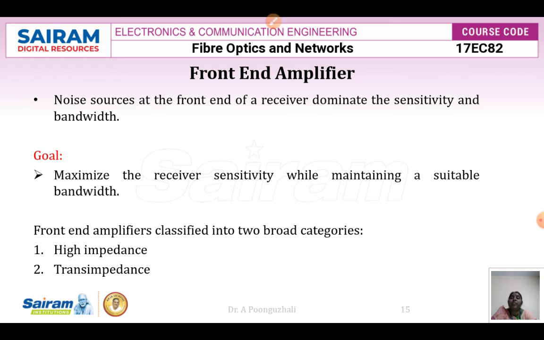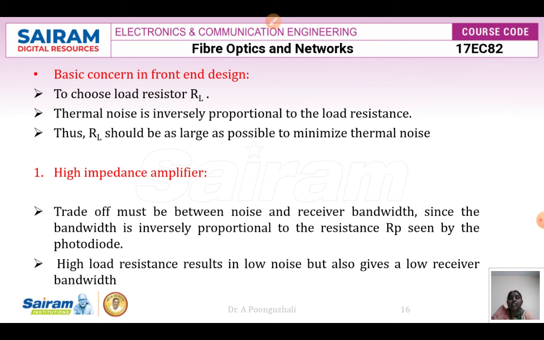The noise sources at the front end of a receiver are going to dominate the sensitivity and bandwidth. So our goal is to maximize the receiver sensitivity while maintaining a suitable bandwidth. The front end amplifiers are going to be classified into two categories. One is high impedance and the other one is transimpedance. The basic concern in the front end design is to choose the load resistance RL. The thermal noise is going to be inversely proportional to the load resistance. Then RL should be as large as possible to minimize your thermal noise.